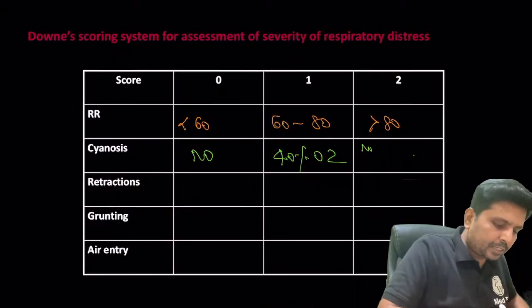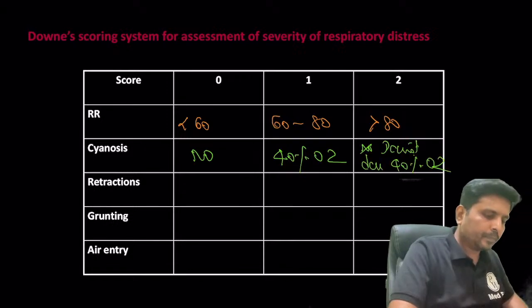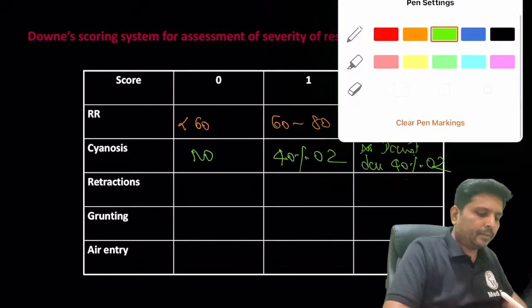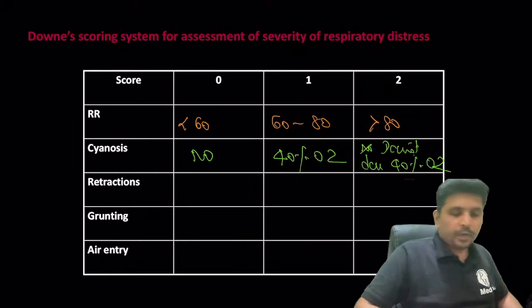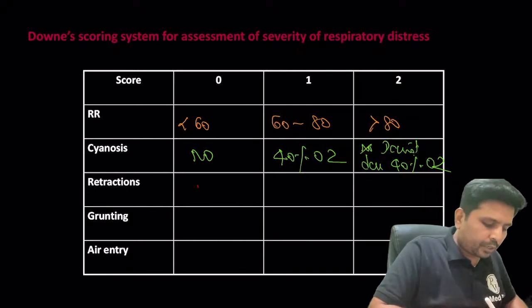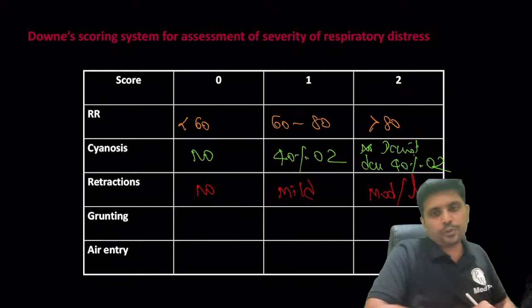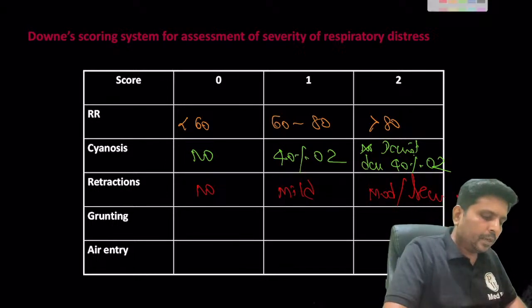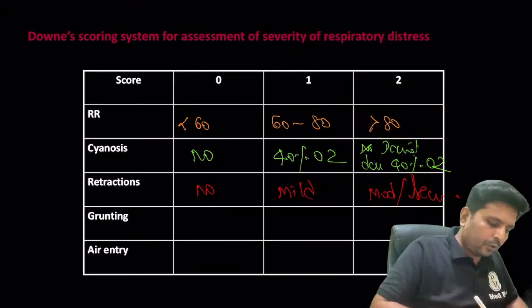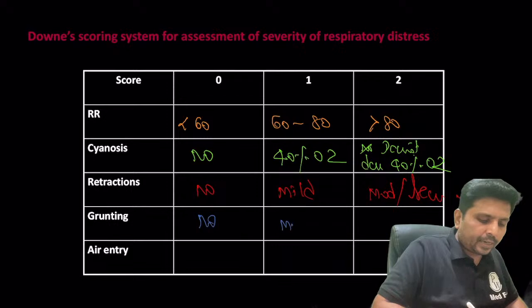Okay, no persist despite 40% oxygen. Then retractions: no retractions, mild retractions, moderate to severe retractions, score 0, 1, 2. Grunting: no grunting, mild grunting, severe grunting.